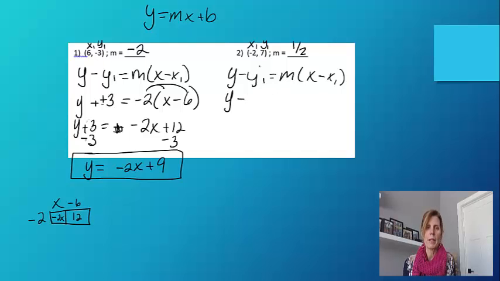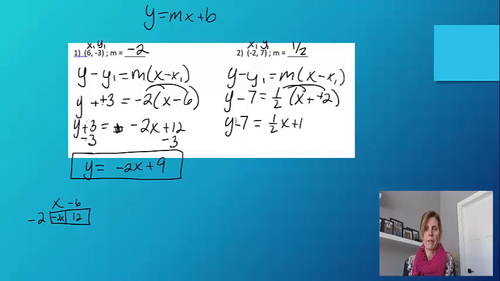So I'm going to have y minus my y, which I have labeled as 7, and then my slope is 1/2, and then x minus my x, which I have labeled as negative 2. Notice again, those are going to cancel each other out. And so then from here, I'm going to get rid of my parentheses. So I'll have y minus 7, I'll have 1/2 x plus 1. And again, if I wanted to do an area model for that, 1/2 times x is 1/2 x, 1/2 times 2 is 1. So either way, we get that answer.